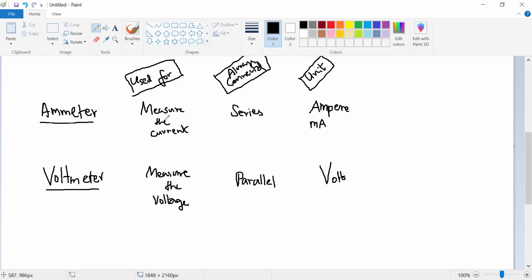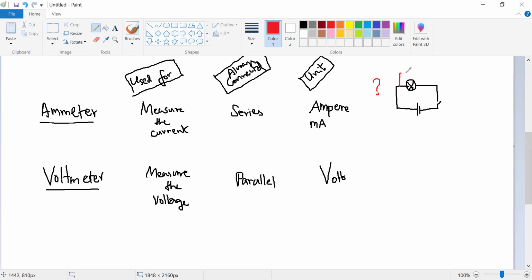So, what do I mean by series form and parallel form? Let's look at it this way. You want to measure the current flow in this circuit. You have a bulb and you have a switch. You want to measure how much current is flowing through this particular circuit. What do you have to connect? An ammeter, right?